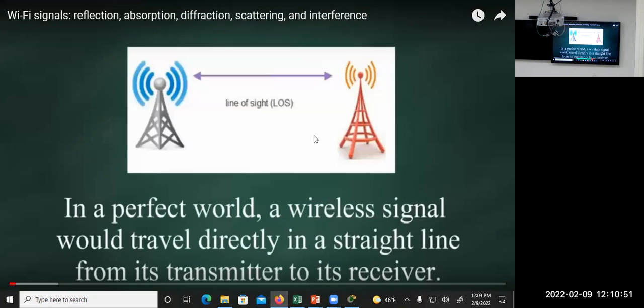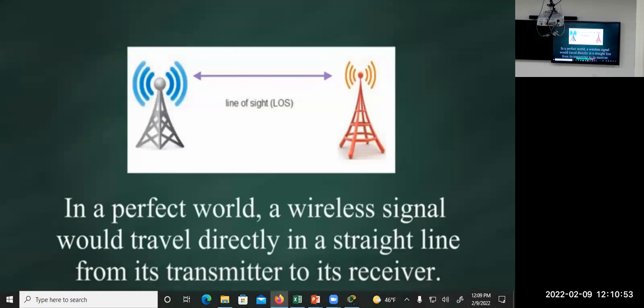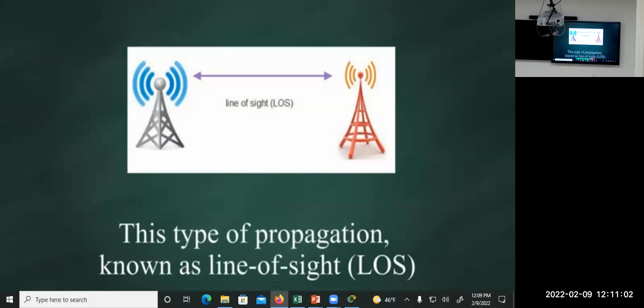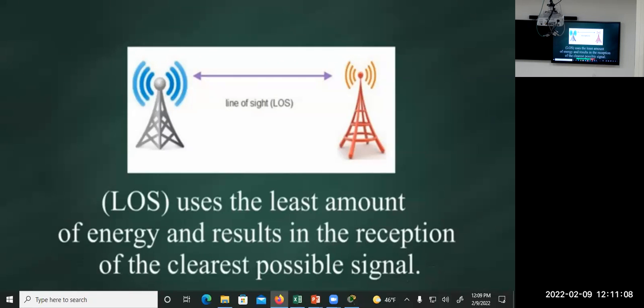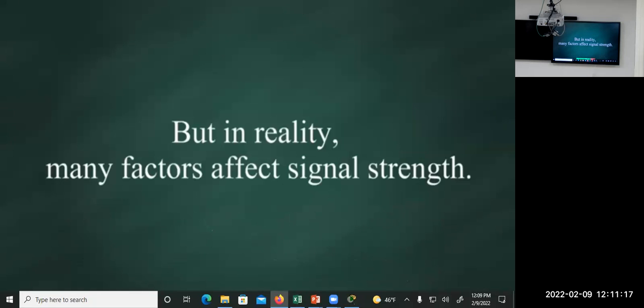Welcome back. In a perfect world, a wireless signal would travel directly in a straight line from its transmitter to its receiver. This type of propagation, known as line of sight, uses the least amount of energy and results in the reception of the clearest possible signal. But in reality, many factors affect signal strength.